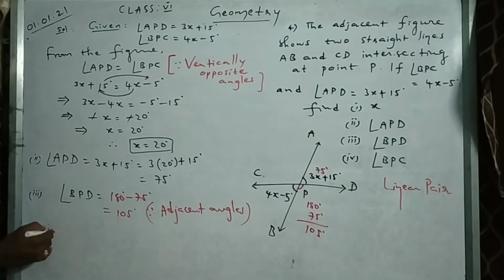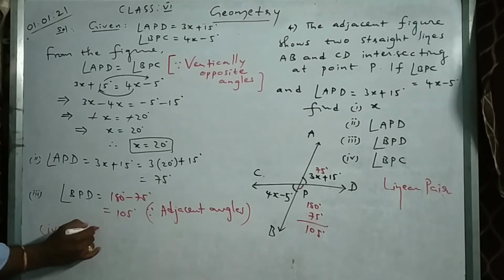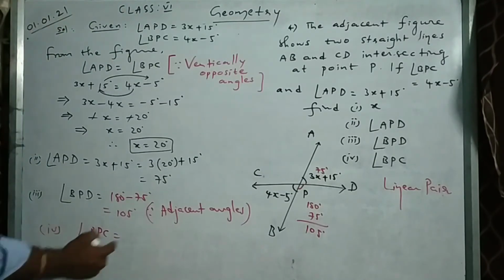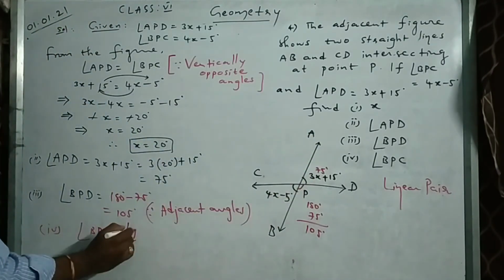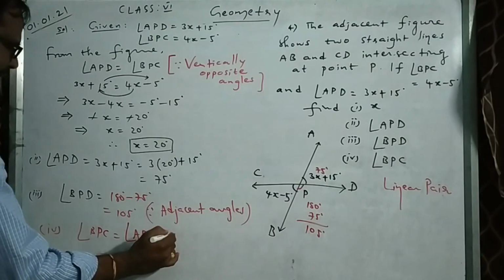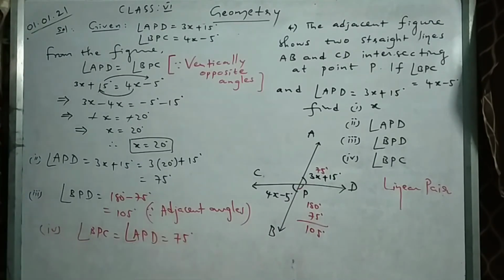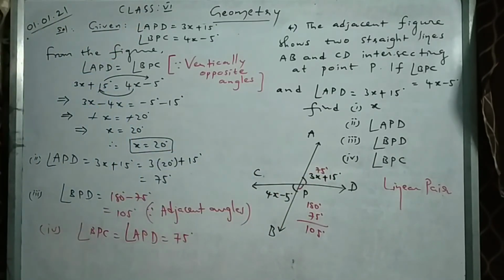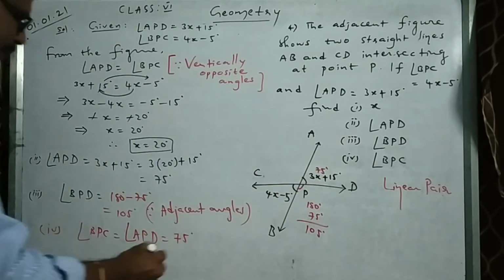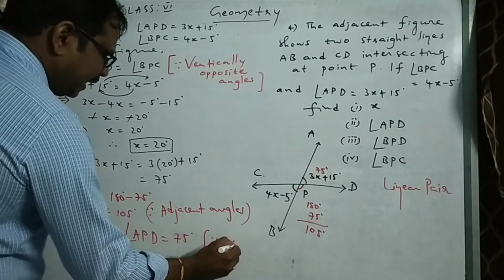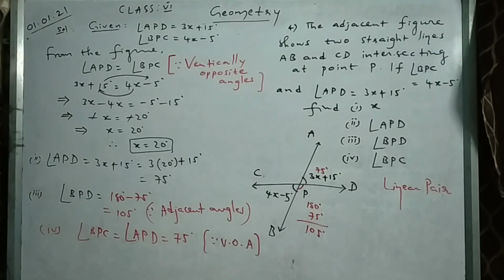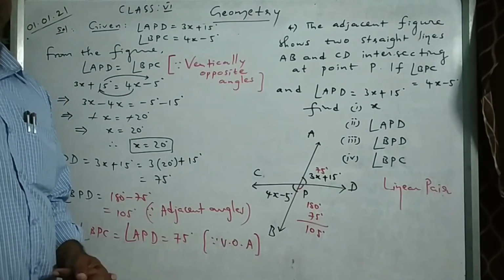What is the fourth question? Angle BPC. Where is BPC here? This one. Angle BPC and angle APD both are equal because they are vertically opposite angles. Already I got 75. So if this is 75, automatically angle BPC is also 75 because they are vertically opposite angles. You need to practice this type of problems carefully. We will continue some more in the next class. Thank you.